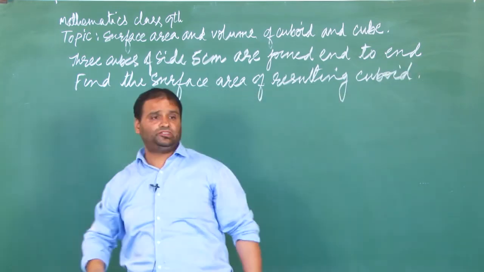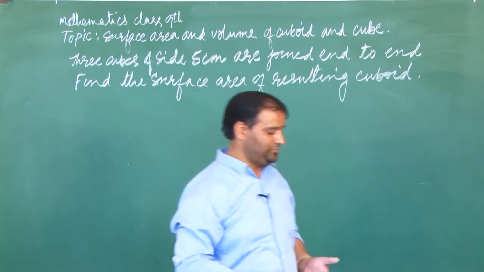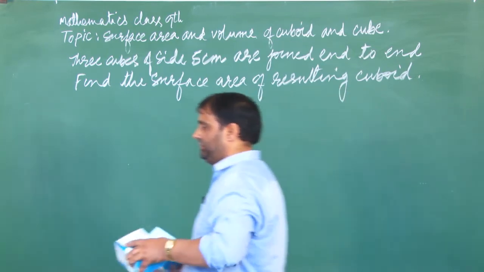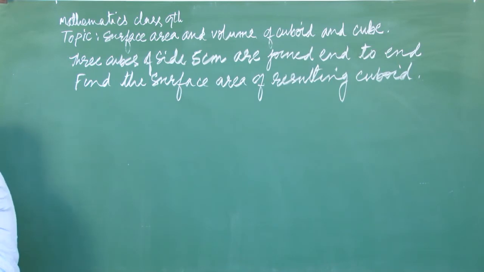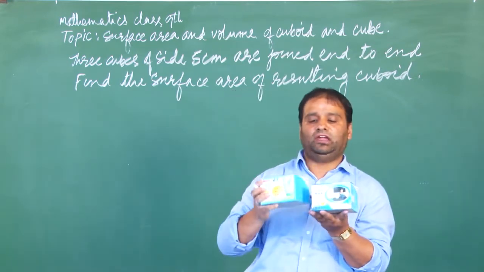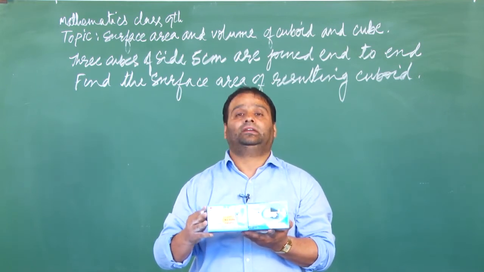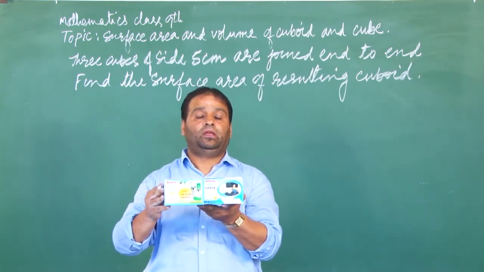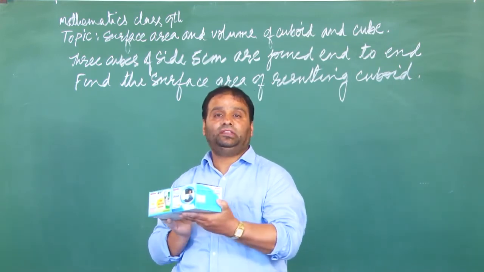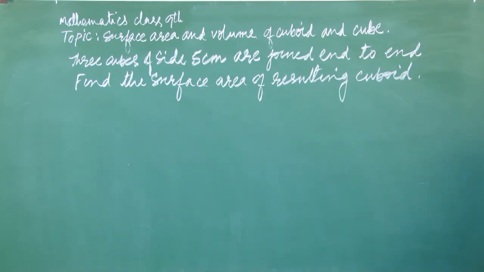Now, the question is simple. Suppose we take any 2 cubes. For example, I have these 2 chalk boxes. Suppose they are both in cube shape and we join them end to end. What will it become? Yes, definitely it becomes a cuboid. Only the length of the cuboid will get varied. The breadth and the height remain the same. Same is the case with this question.